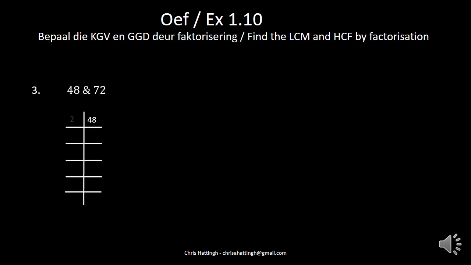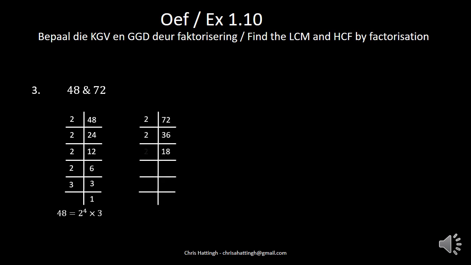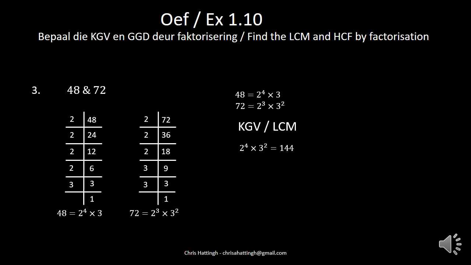Number 3, 48 and 72. First thing you do is factorize both the numbers. Your LCM will then be 2 to the power of 4 times 3 to the power of 2, and that gives you 144. With your HCF, you're going to use the lowest exponents, so it's 2 to the power of 3 times 3, and that gives you 24.